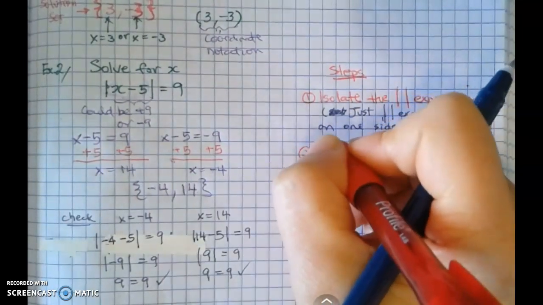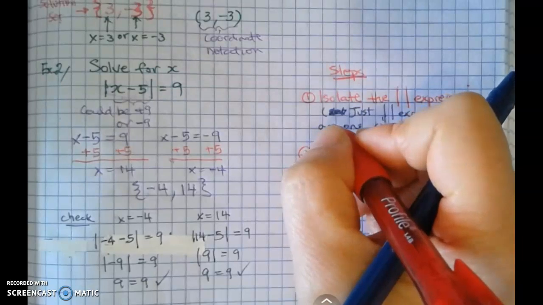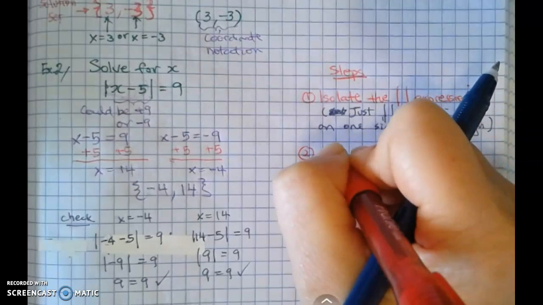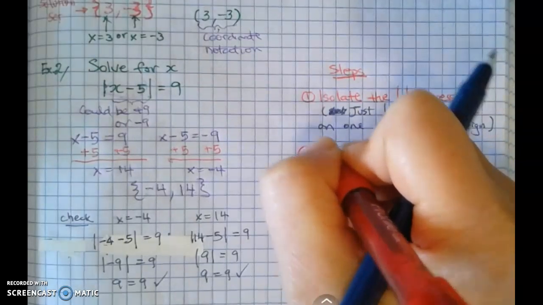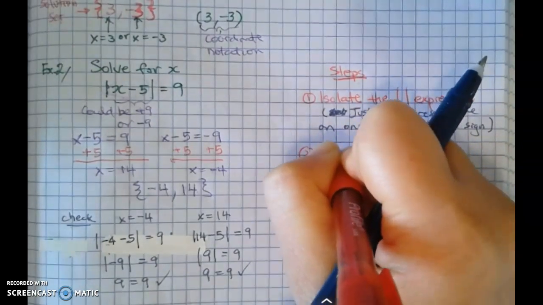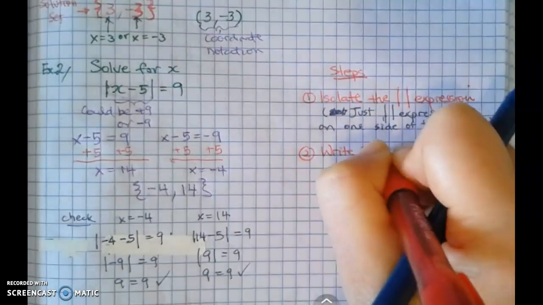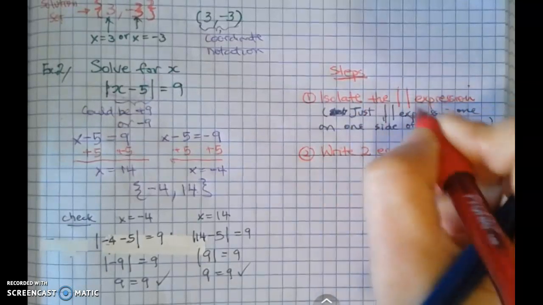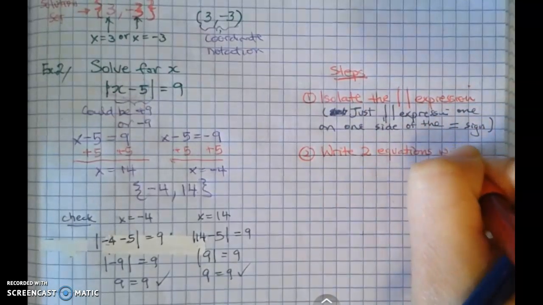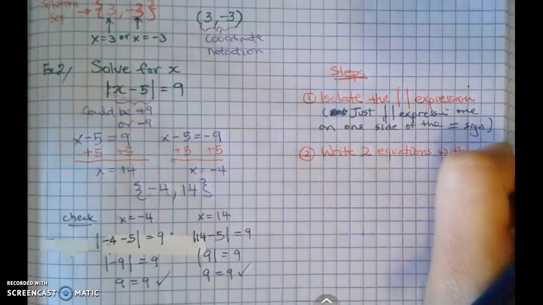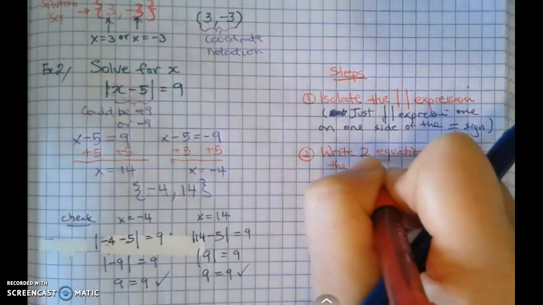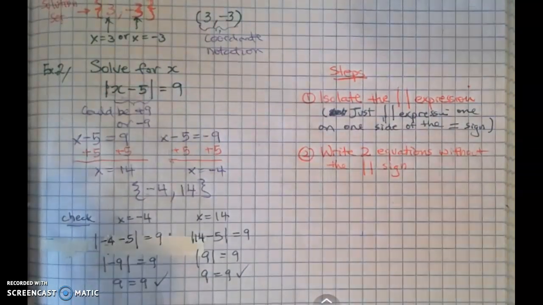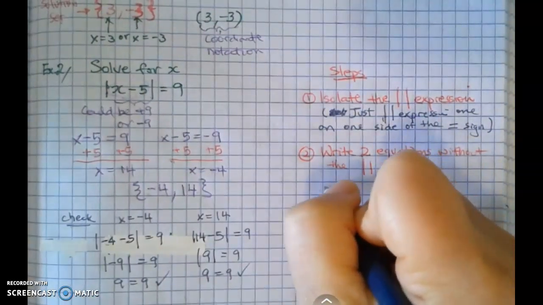The first step is to rewrite the equation to get rid of the absolute value sign. This is where you write two equations from the original equation without the absolute value sign. So how do we do that?